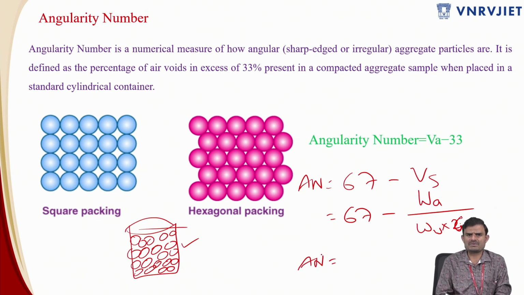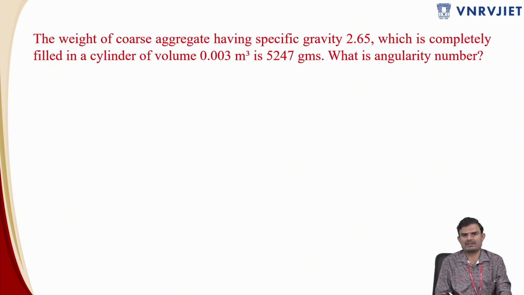But if it is an objective question, and they ask what is the angularity number when the air voids are 40%, then you can just subtract 33 from 40 and express it as 7. But when you are asked to calculate in terms of solids volume, you have to do it in the laboratory by calculating the solids volume. You cannot do it by measuring air voids, because they cannot be measured.